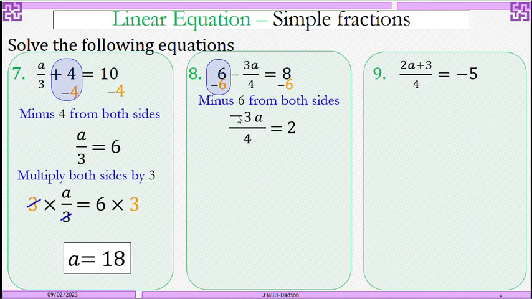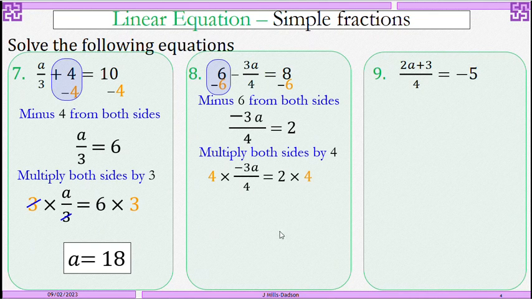The next bit is negative 3a over 4 means negative 3a divided by 4. So to get rid of divide by 4, we multiply through by 4, both sides. This 4 can cancel out this 4. We can work out 2 times 4 as 8. So negative 3a will now be equal to 8.